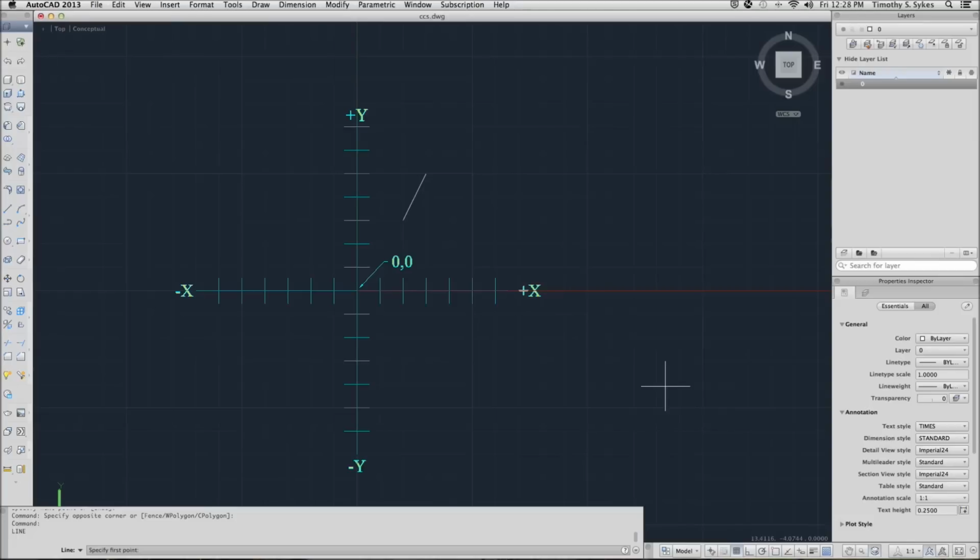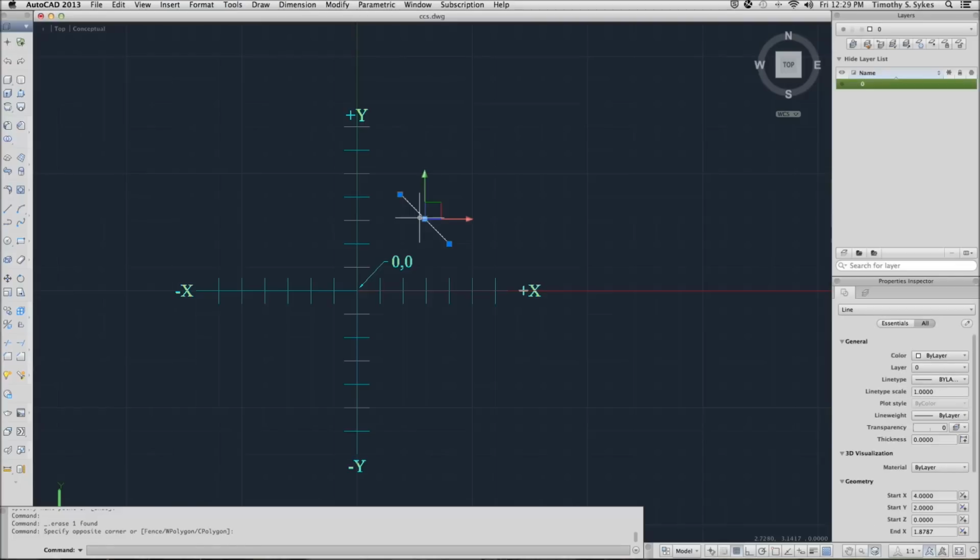Polar coordinates will be entered at a distance at an angle of. Okay, we'll start with our line command. We'll start at an absolute coordinate of 4, 2. We're going to go at 3 at an angle of 135 degrees. There we go. So we started at an absolute coordinate 4, 2, and we went 3 units at an angle of 135 degrees. Okay, we'll delete that line.